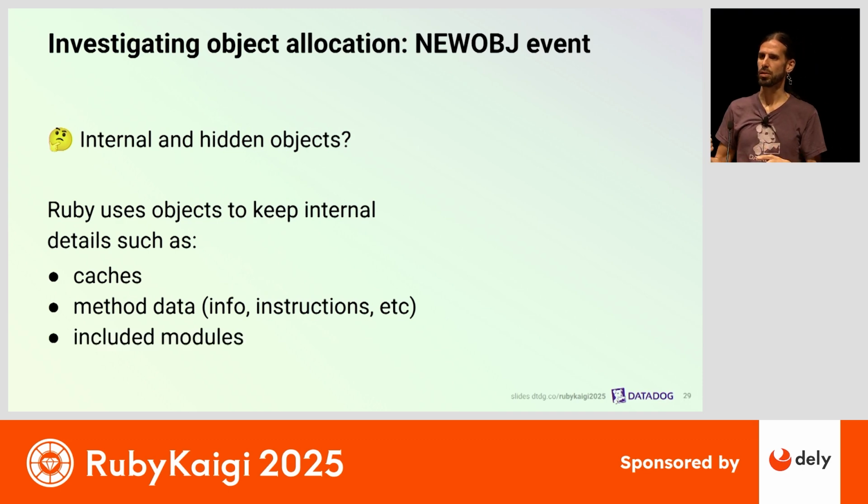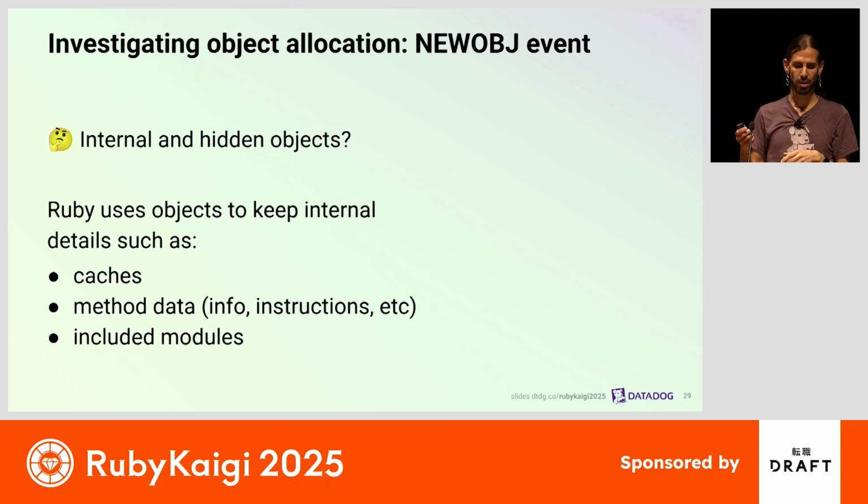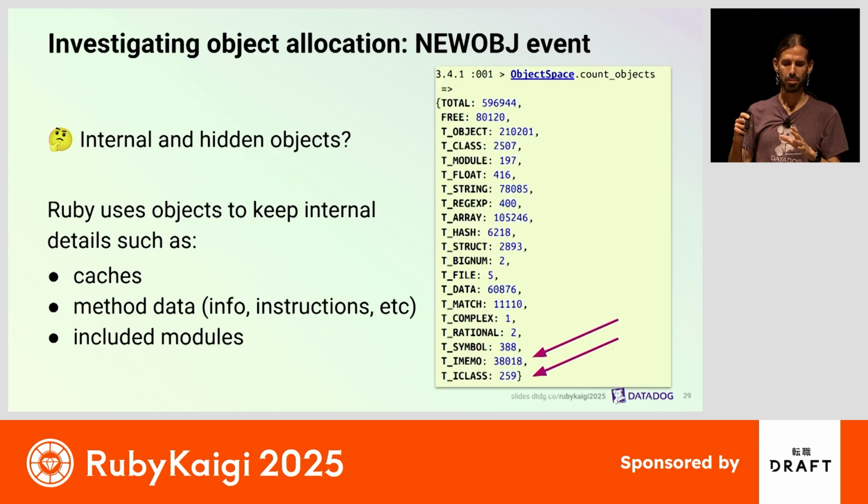Included modules, etc. So Ruby has special objects that it uses to keep its own things, but these are regular objects that the garbage collector also controls and scans. And you can even see them sometimes. For instance, if you call ObjectSpace.count_objects, you'll see a breakdown of different kinds of objects that Ruby is tracking. And at the bottom, you'll see T_IMEMO and T_ICLASS. These are some of these internal objects that you don't usually see.